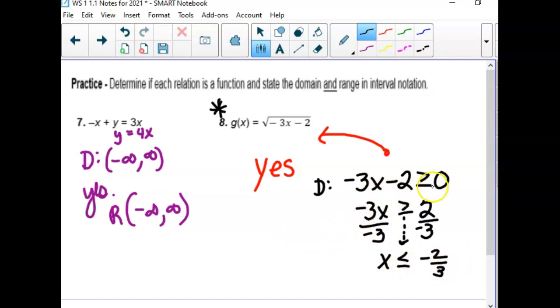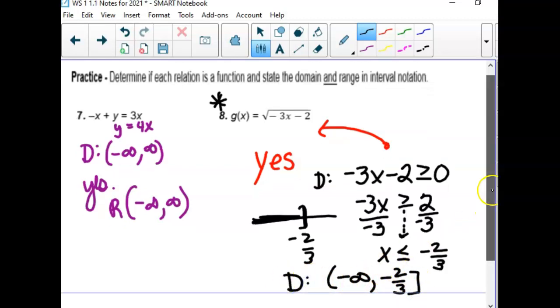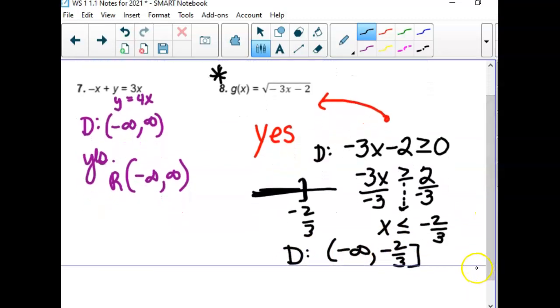Now, because we started with or equal to, the domain is going to say, oh, I'm just kidding. What did I do wrong? It's going to have a square bracket, but which way is this going? If you graphed it, you'd have negative 2/3, and it's less than, right? It's going to the left. So go ahead, with a square bracket. Definitely practice some more of those.